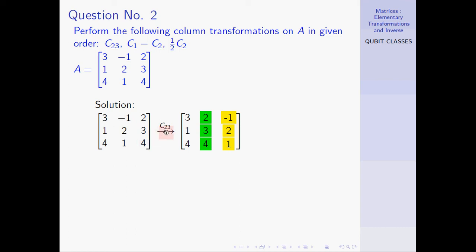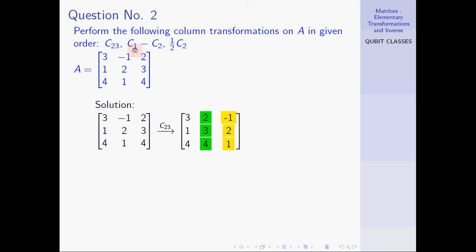Now on performing this operation C23, the third column in the original matrix will become the second column in this new transformed matrix, which is highlighted in the green color, and the second column in the original matrix A, which was minus 1 2 1, will now become the third column, which is minus 1 2 1, and this has been highlighted in yellow color.